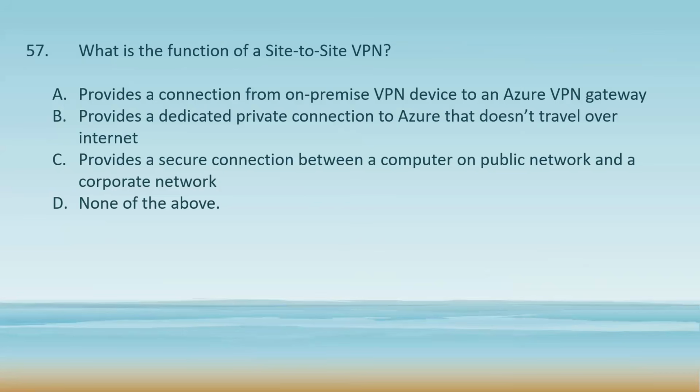A site-to-site VPN gateway connection is used to connect your on-premise network to an Azure virtual network over an IPsec VPN tunnel. This type of connection requires a VPN device located on-premise that has an external facing public IP address assigned to it. So based on this explanation, the right option is option A. The function of a site-to-site VPN is to provide a connection from an on-premise VPN device to an Azure VPN gateway.